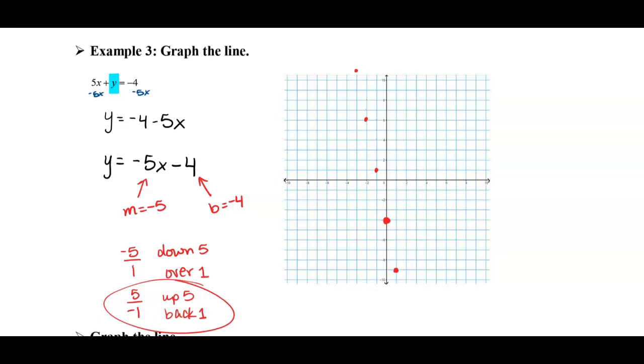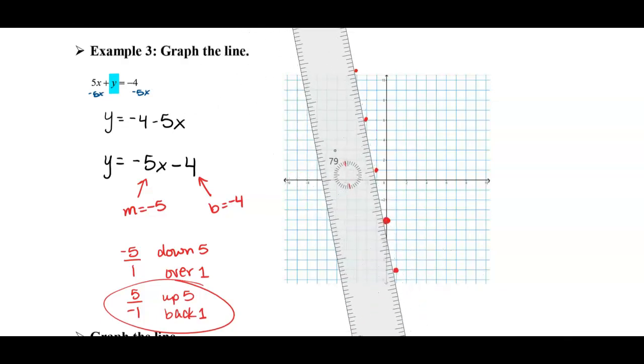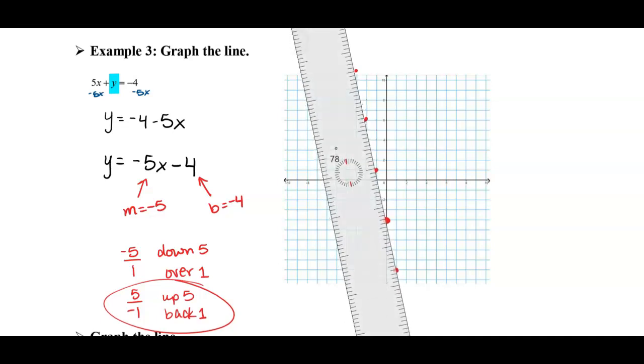And then I've got quite a few points that I can get my ruler and connect, and there'll be a straight line. Now, if you put a bunch of points on here and they don't make a straight line, that means you did something wrong. These should all be lines.